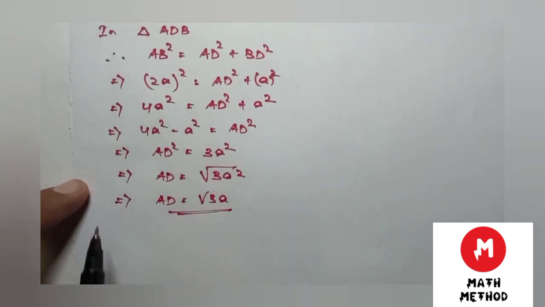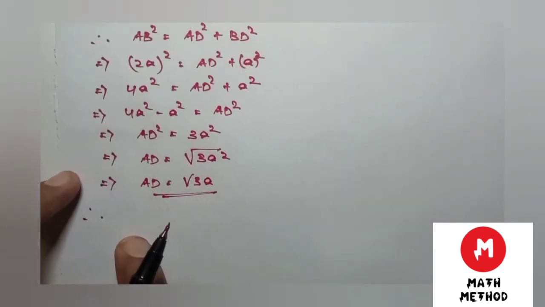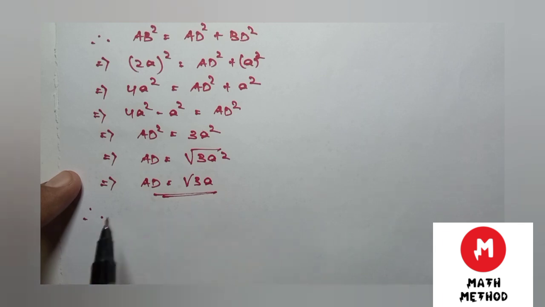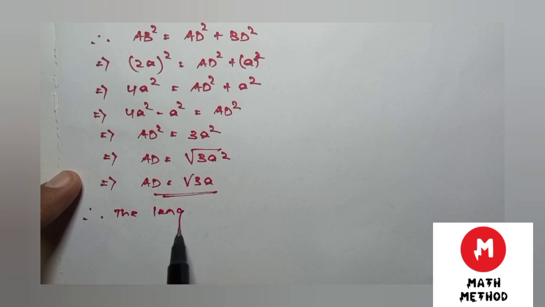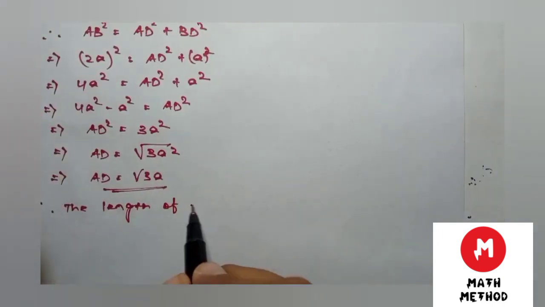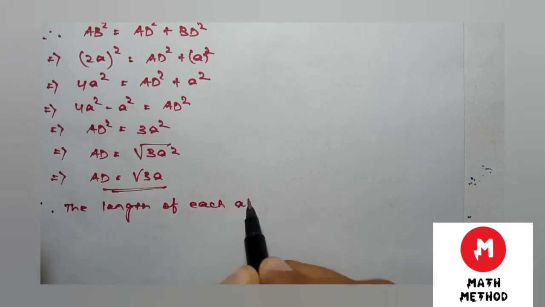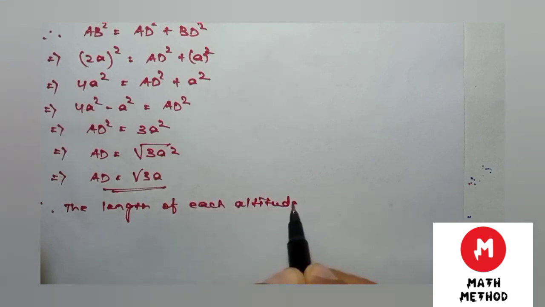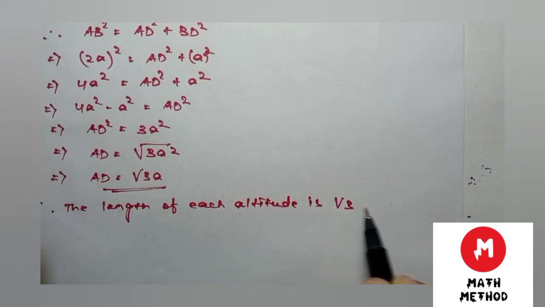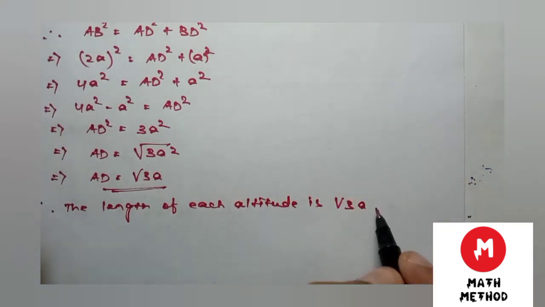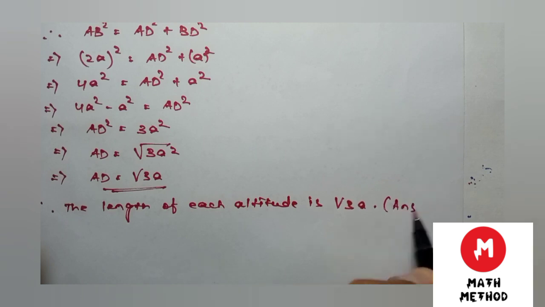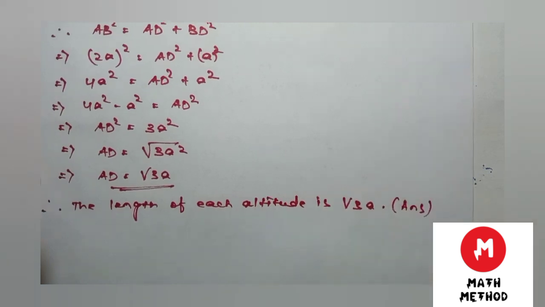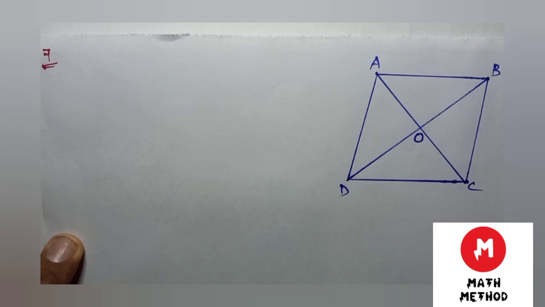So we will write: as the altitudes of an equilateral triangle are similar, hence the length of each altitude is root 3A units. This is our answer. Clear? Question number 6 is over. Now question number 7. ABCD is a rhombus.